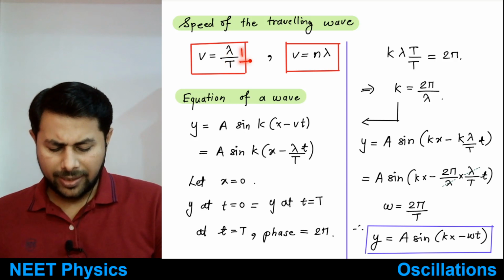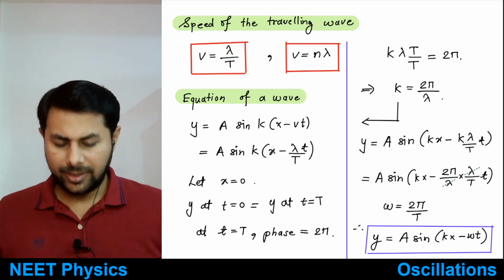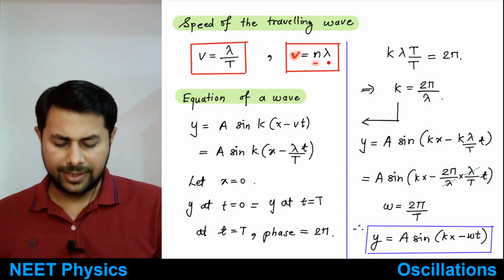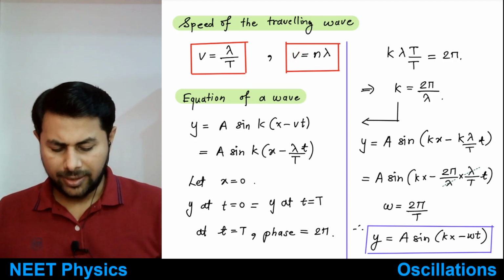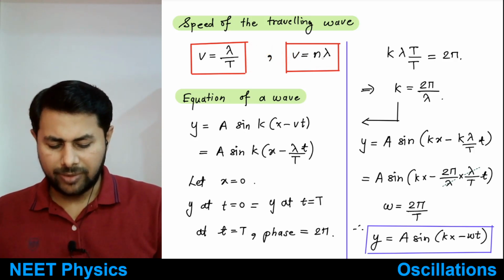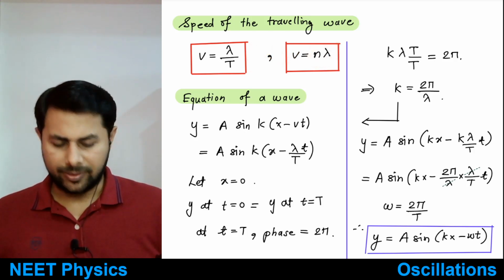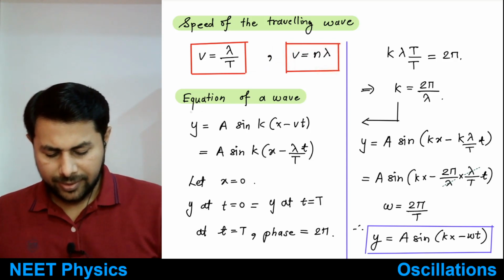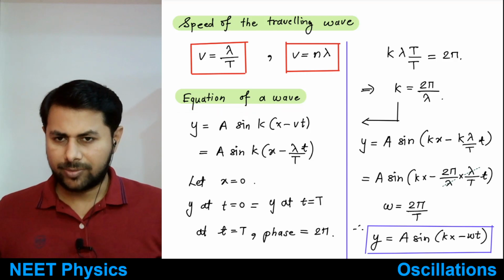And you know 1 by T is what? It's the frequency. 1 by T is the frequency of oscillations. So therefore you can say v is equal to n times lambda, right? So 1 by T is equal to the frequency, n. So v is equal to n lambda, and you know this equation. Okay, so v is equal to n lambda. After that, now let's talk about the equation of this progressive wave.